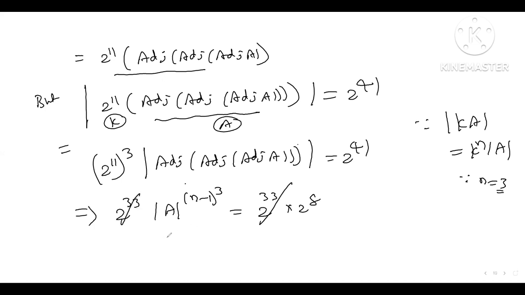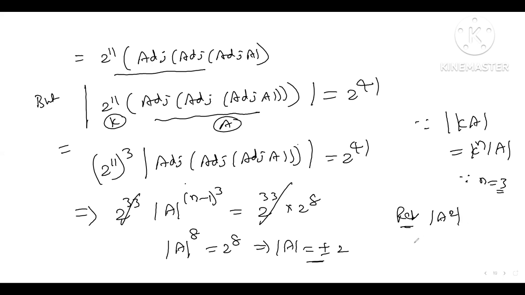So det A value is required. Here n value, how much value? 3, (3 minus 1) whole cube. 3 minus 1 is 2, 2 cube is 8, which is equal to 2 to the power 8. Therefore det A is equal to plus or minus 2. What is required here? Required is det A whole square. That is nothing but (plus or minus 2) whole square. We get det A value, already we have got it plus or minus 2. (Plus or minus 2) whole square is equal to how much value? 4, answer.